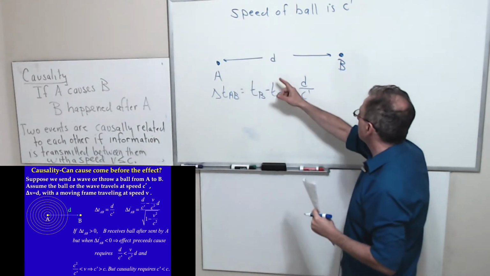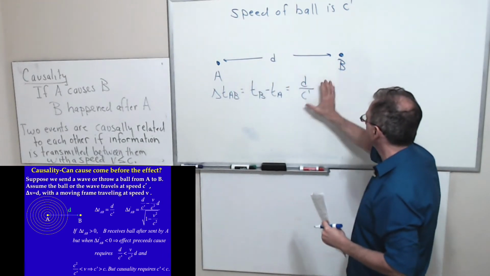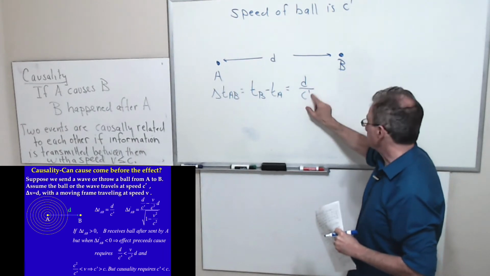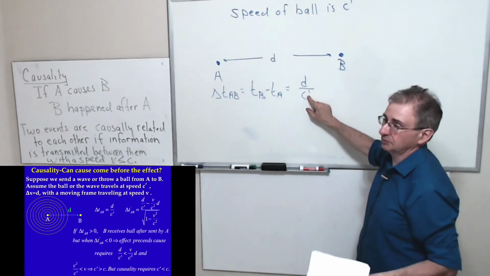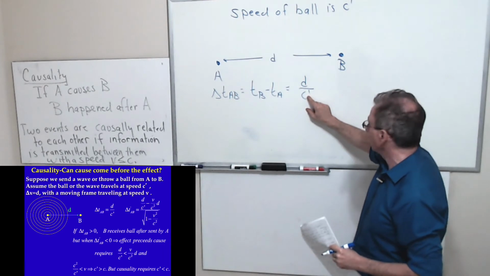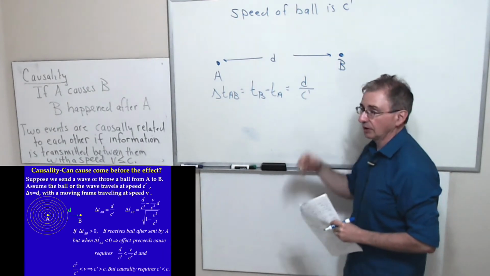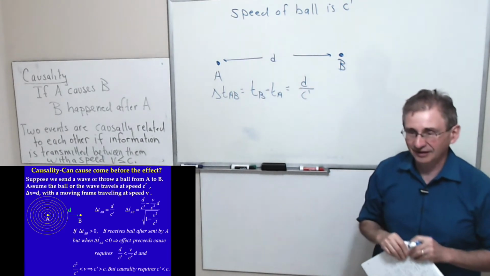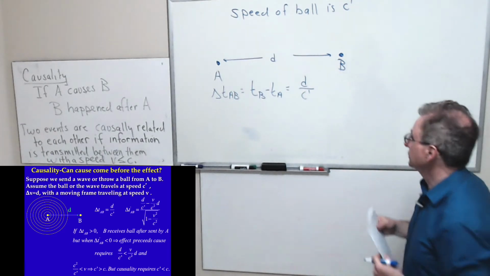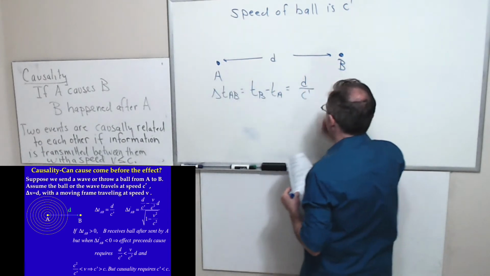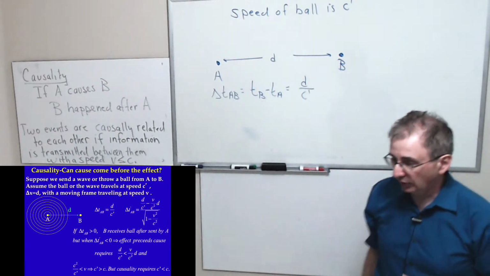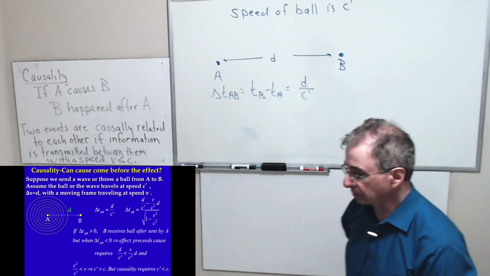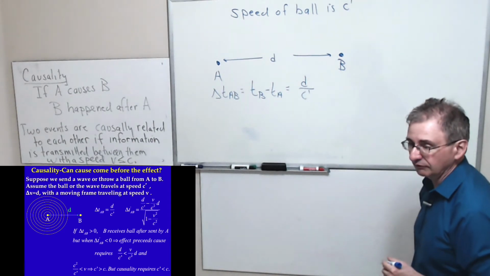It doesn't have to be a light wave. The amount of time it would take for the wave to go from A to B is given by this time. And of course, if it was a mechanical wave, like a wave on water, this would be the speed of the wave. In this case, though, we keep talking about us throwing a ball. So the cause is here, the effect is here. What if an observer goes by us and moves with speed v relative to us?